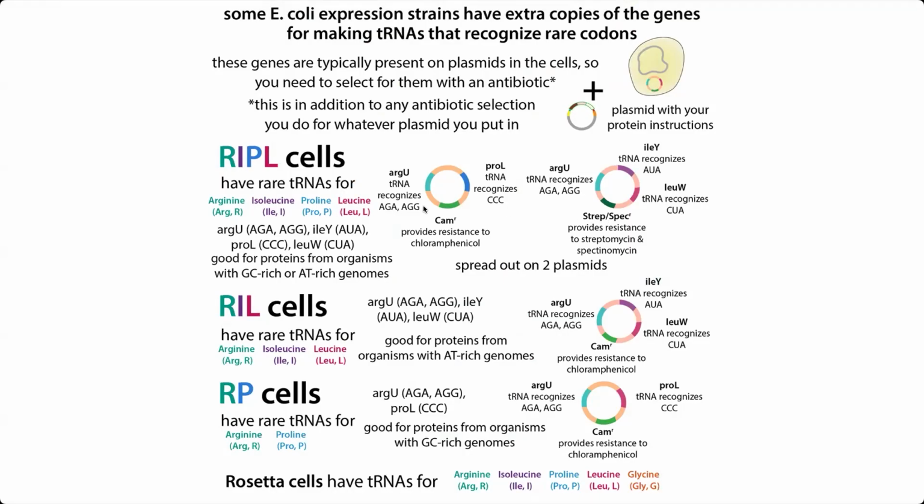For some, like with RIPL, you actually have two plasmids inside there along with your plasmid. And so you have to have three antibiotics. You've got to have the chloramphenicol, the strep, and the antibiotic for the plasmid that you want. But sometimes that's what you've got to do in order to get your proteins made.